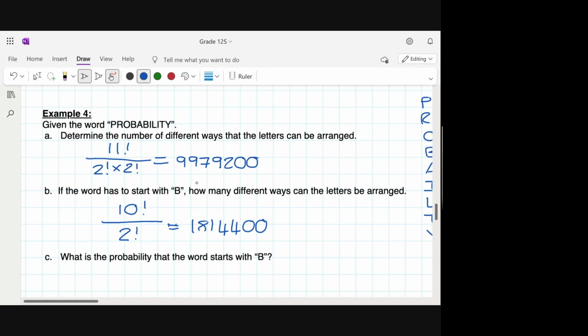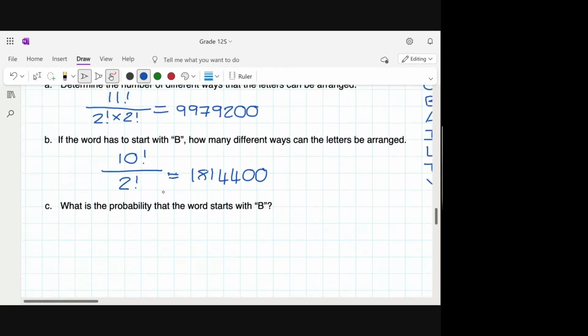And the last thing I need to do is calculate the probability that the word starts with a B. So the probability that any word that I pick starts with a B, I'm going to take 181,440 divided by 997,200, and I'm going to get 2/11.